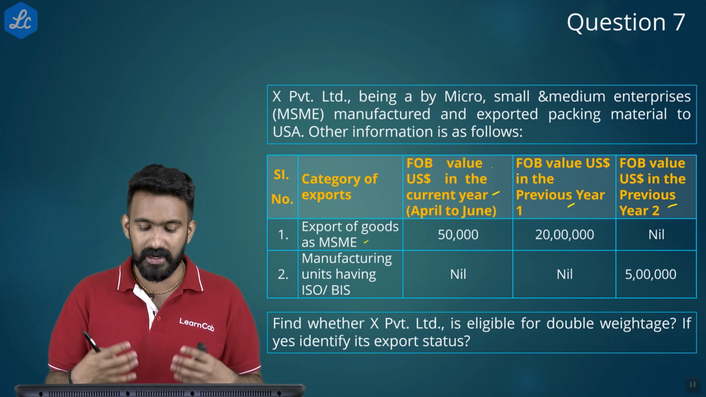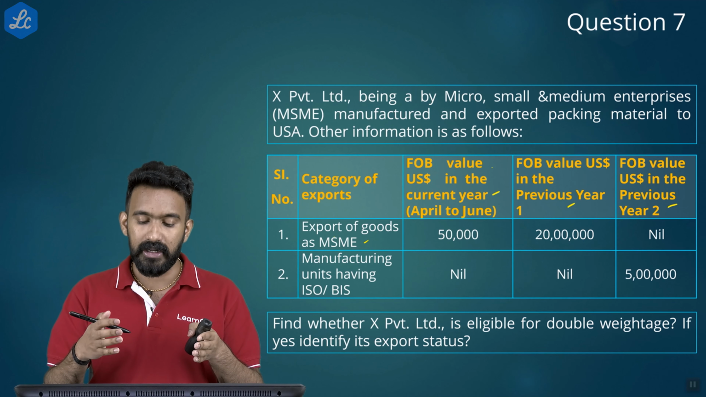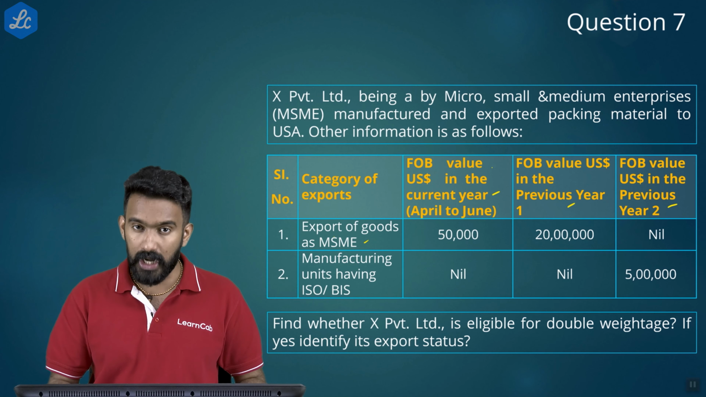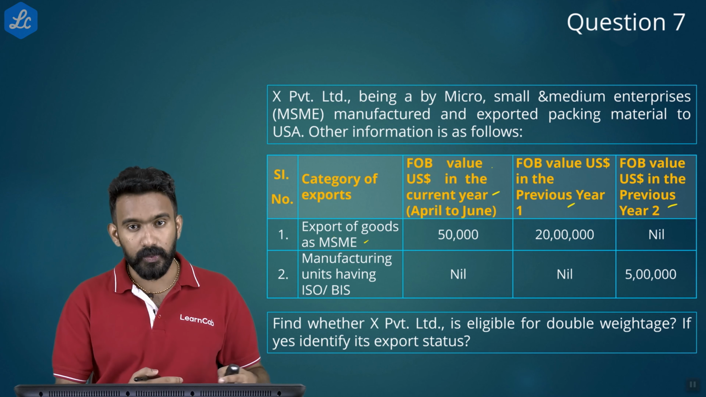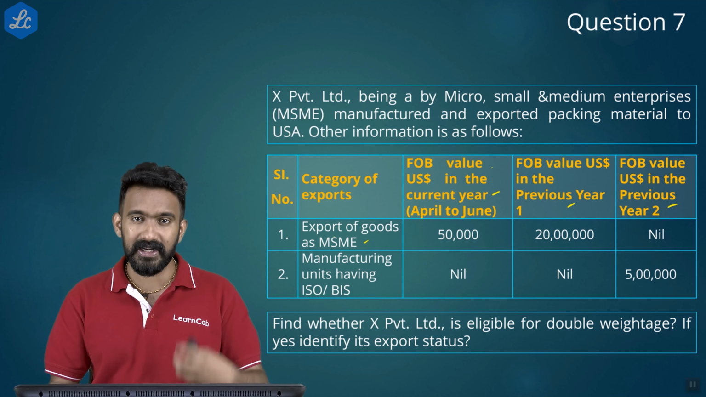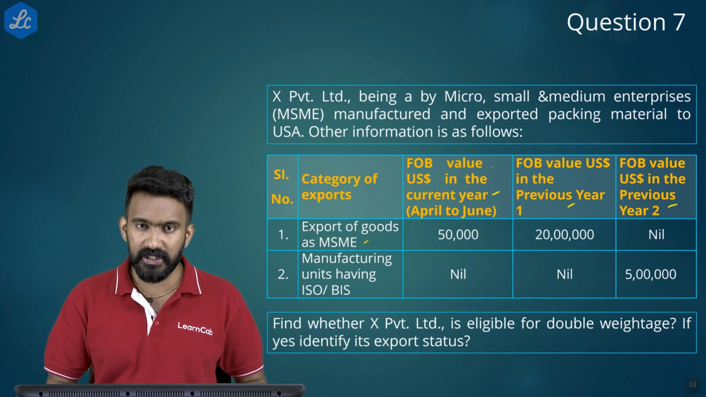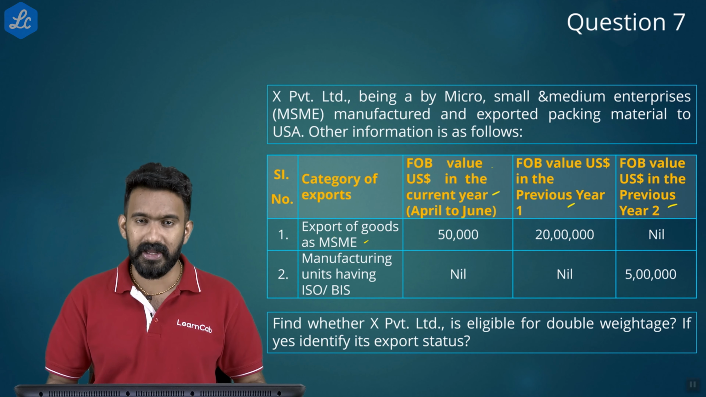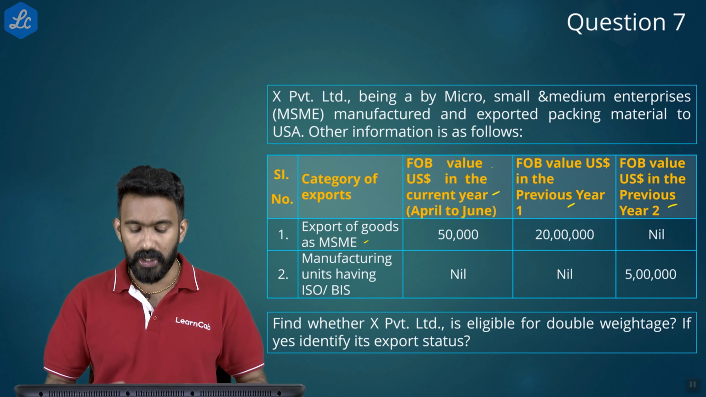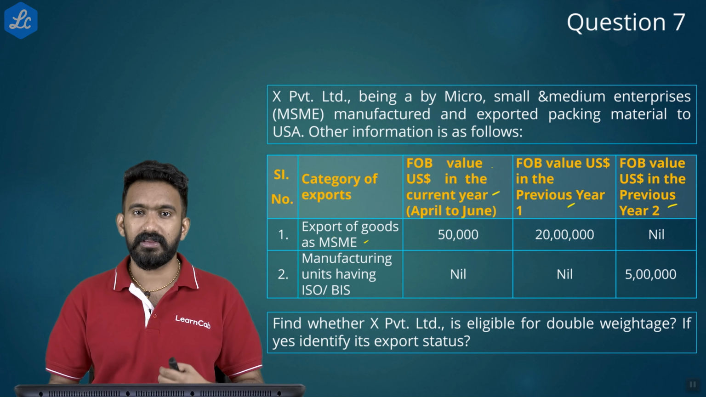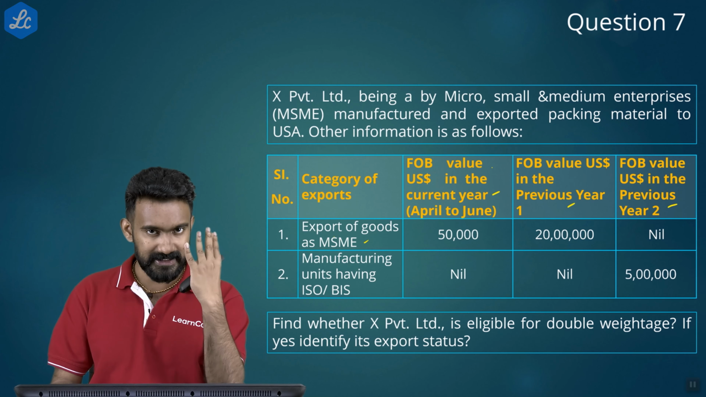We will have to see whether we are qualified to be a status holder export house by calculating the last 2 years and the current year's export performance put together. Then they also said double weightage needs to be given to check whether they are a 1-star export house, if they are coming under any of the 4 following categories.